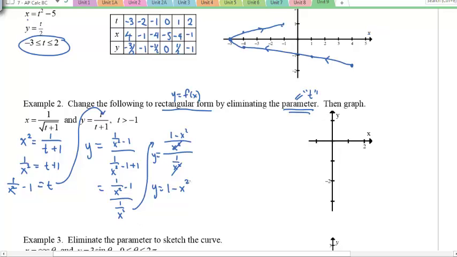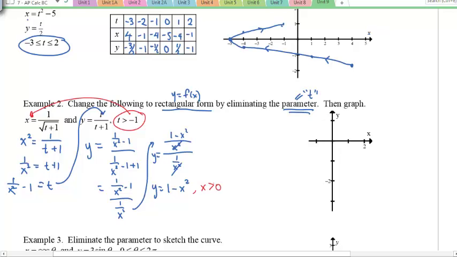Now notice I had a restriction here that t had to be bigger than -1. So understanding that, if I plug it into my x equation, I hope you can see that the x value can't be negative as a restriction, and so therefore x has to be bigger than 0.